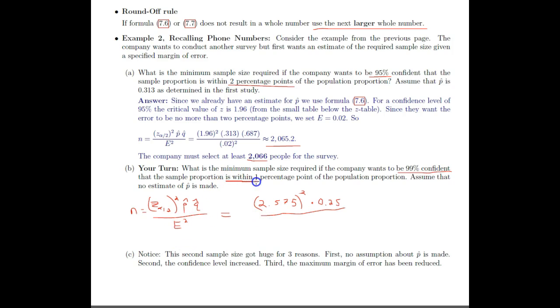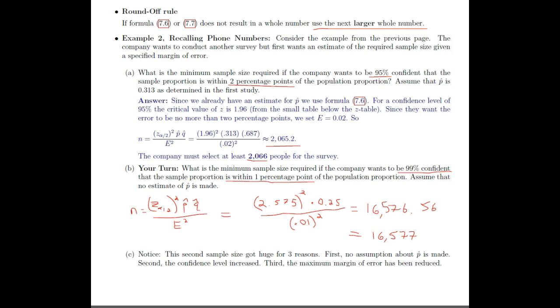And our e is 1 percentage point. So since it's 1 percentage point, we're going to write that as 0.01 and square it. And then when you plug all that into your calculator, you should get an answer of 16,576.56. Okay, so we're going to round this up to 16,577. All right, and that would be the final answer.